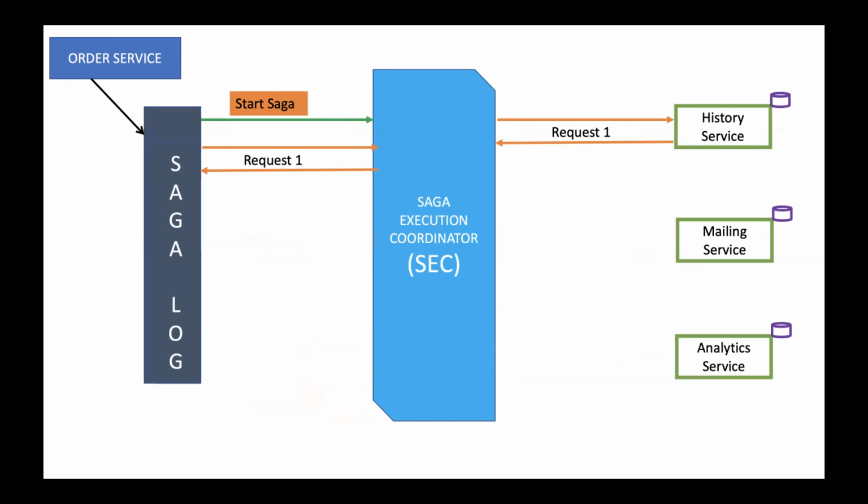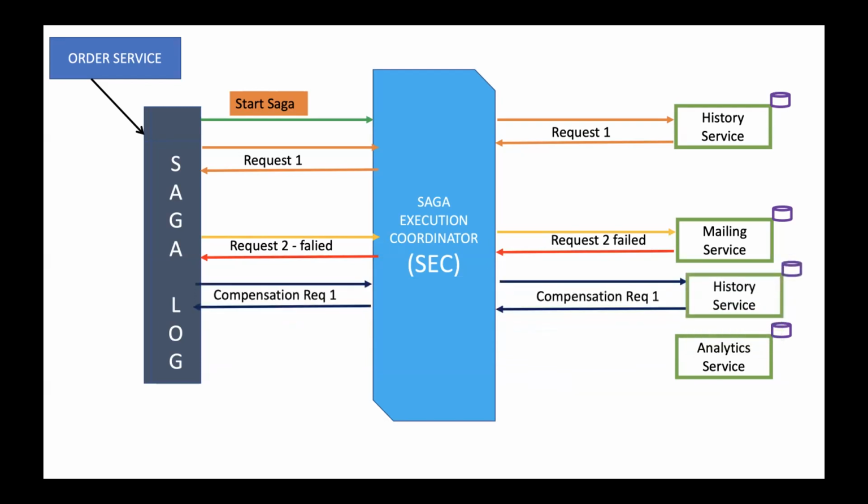Now another scenario. A request is sent to the history service. It was successfully executed, and the request was written in the Saga log. Now the mailing service is initiated. But what happened? The mailing service could not execute. It failed, and the logs are written inside the Saga log. Now it knows very well that a service failure happened.